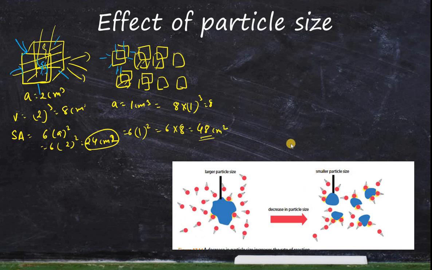That's why you will see the reaction happening all around. So obviously when you compare a big stone and the powder size, the reaction will happen very fast in the powder size.